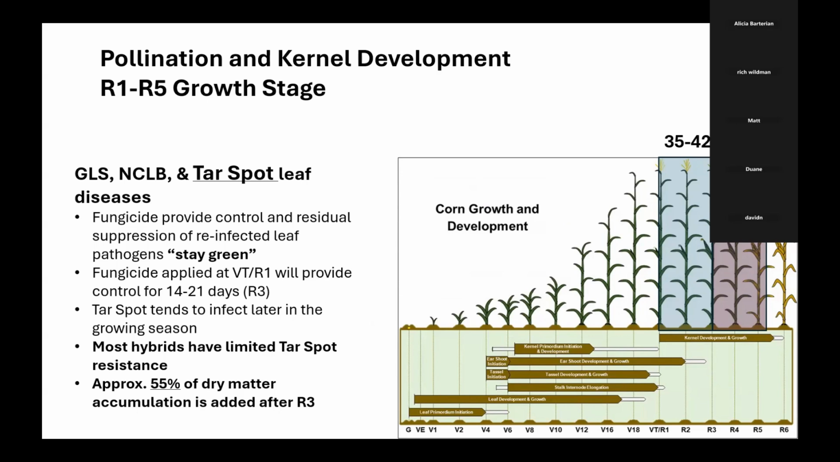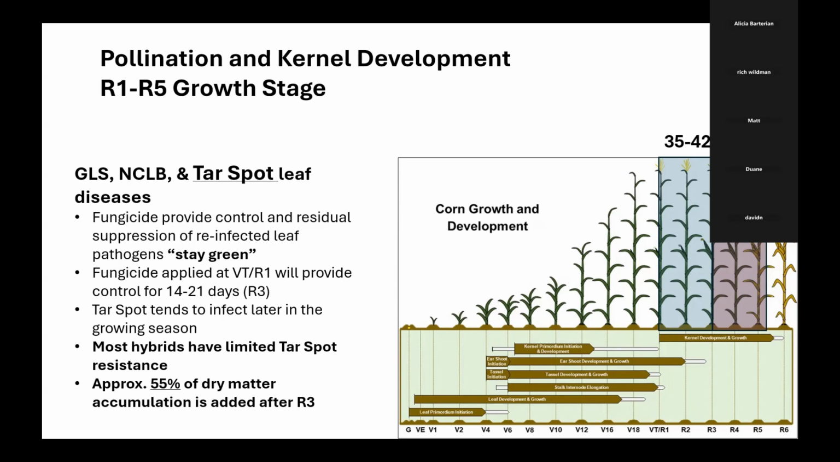Okay, I get to talk about the stuff that nobody wants to talk about. As Jim's talked about, tar spot is really, so the question is, do we need to make a second application? Do we need to be in something in that R2 to R5 range to get complete tar spot control? And this is a tough one because it costs a lot of money. And we can't just build this program out and say, yep, just do it no matter what. But there's a couple things we have to think about here.